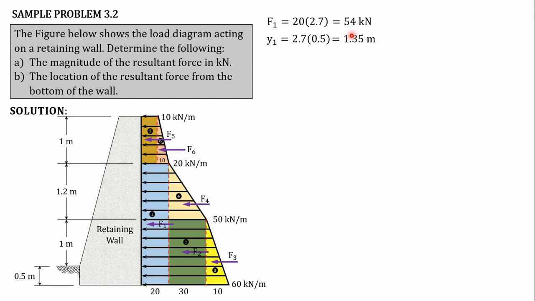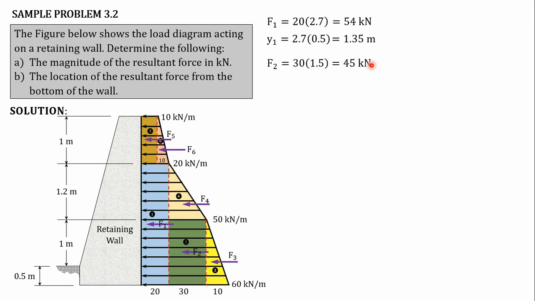Okay, so how about yung area 2, class? Ito yung ating area 2, tingnan niyo. To solve F2, that is the area of this rectangular loading, class. F2 is equal to 30 times this height. So what is this height? 1 meter plus 0.5, that is equivalent to 1.5 meter. So that's why 30 kilonewton per meter times 1.5 meter, and that is equivalent to 45 kilonewton force.